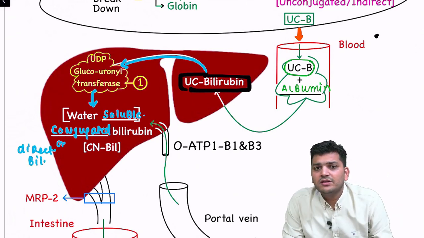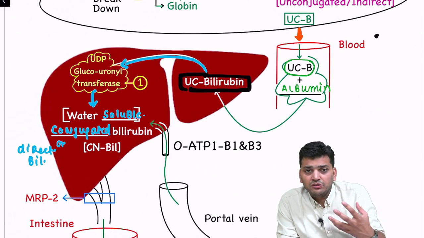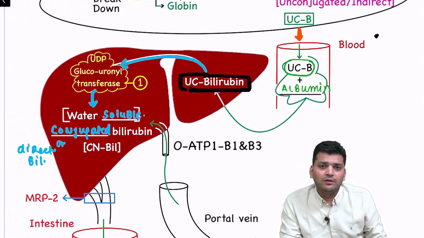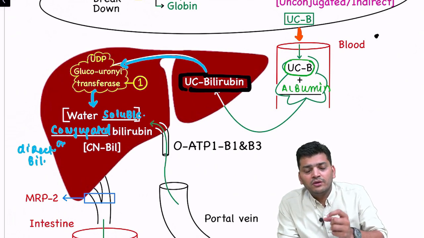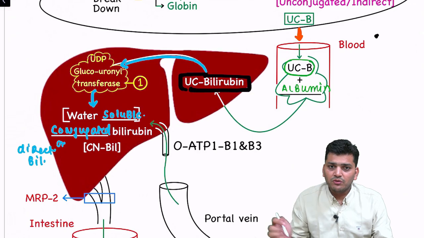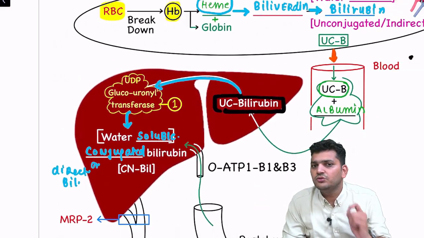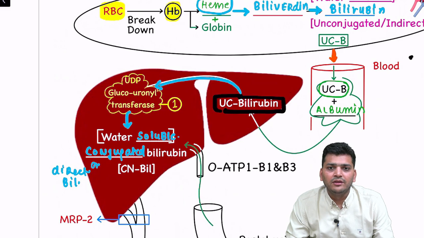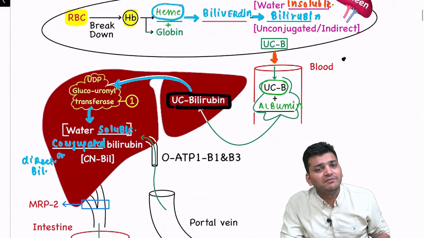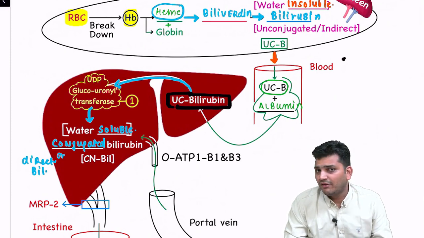Now, why is it called conjugated? Because on the unconjugated bilirubin, which was water insoluble, you have conjugated a molecule, that is the glucuronyl group. Once you conjugate this group, the water insoluble substance converts into a water soluble substance. So because of conjugation, we are making the water soluble bilirubin, also called conjugated bilirubin or direct bilirubin. Now our purpose is done. We want to throw out this bilirubin and we have converted it into a water soluble substance. It can be easily thrown out via the kidneys.